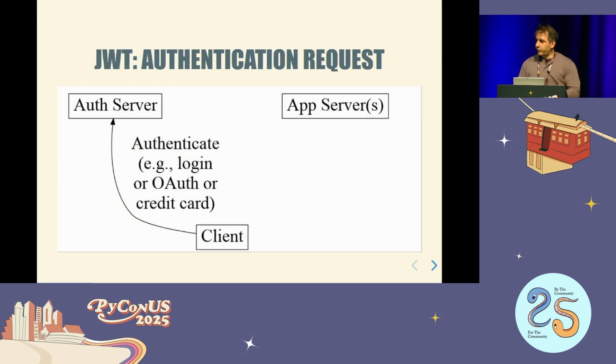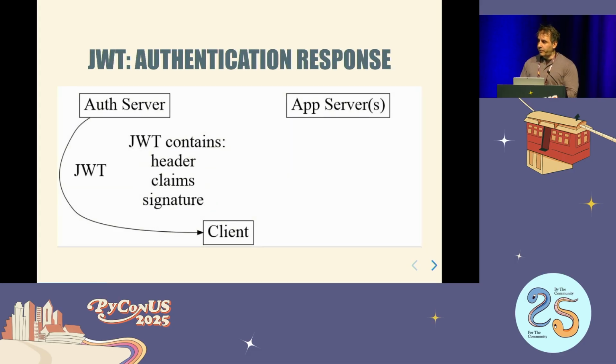So how's this going to work? You have a client, and think of the client as your single-page web app or the application on your phone. The client is going to want to authenticate. So a user types in their username and password, or maybe they do OAuth like we saw in the talk before, or maybe they pay with a credit card. The client connects to the authentication server and provides that information to authenticate itself. Then the authentication server sends back a JWT, a JSON Web Token. It's going to have a header and a payload, sometimes called claims, and a cryptographic signature. The cryptographic signature is something that could only be produced by the authentication server.